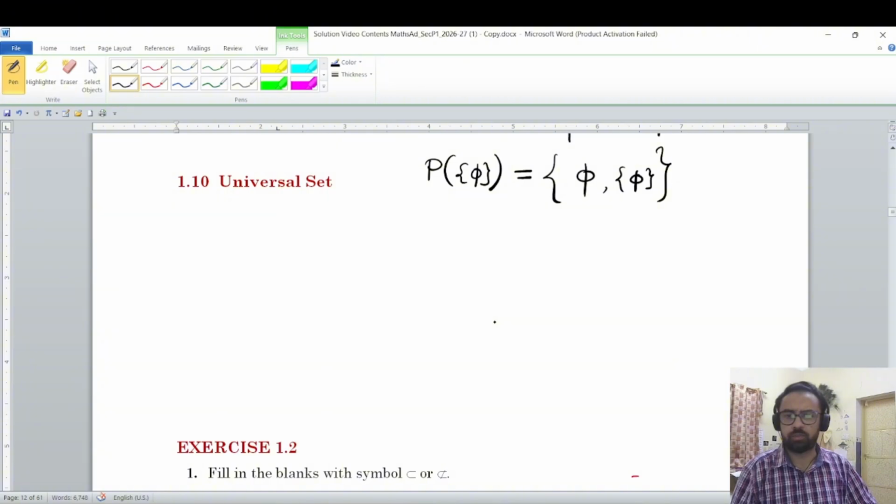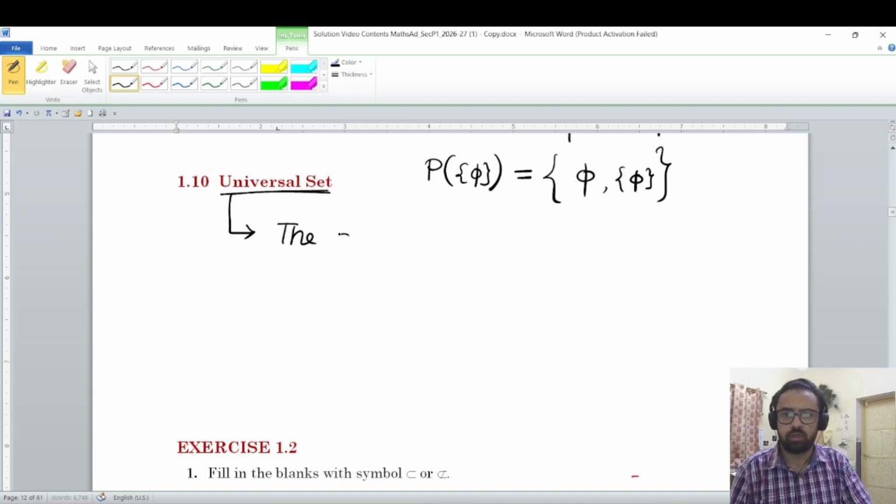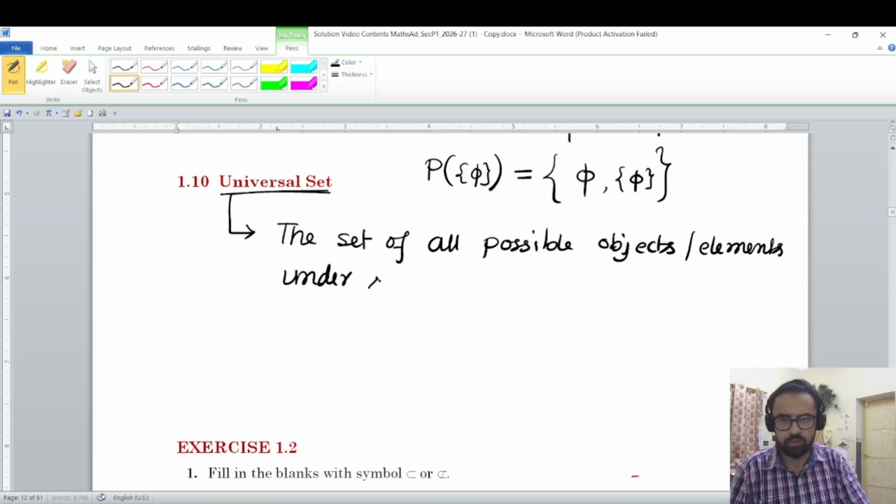And the last concept is the universal set. As the name itself suggests, universe means the whole. So what is a universal set? How to define a universal set? The set of all possible objects or elements under study.